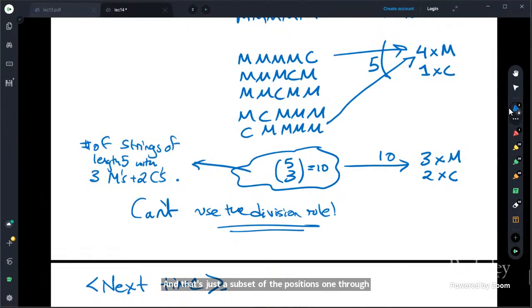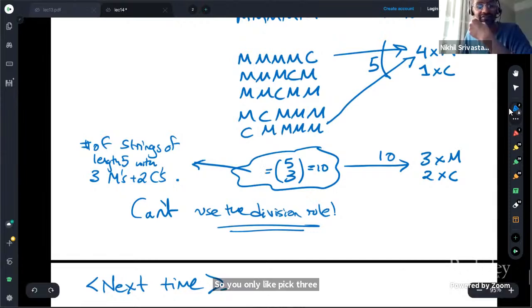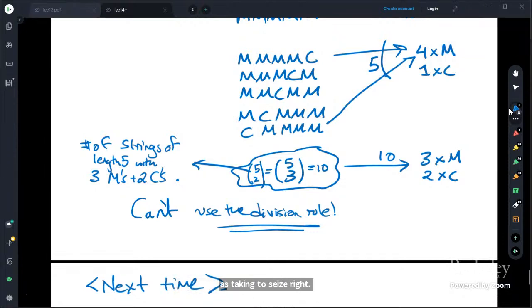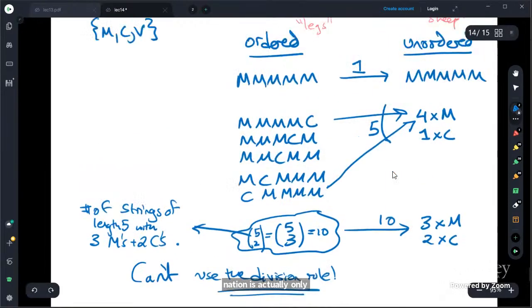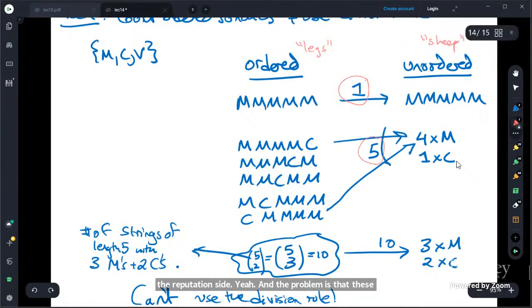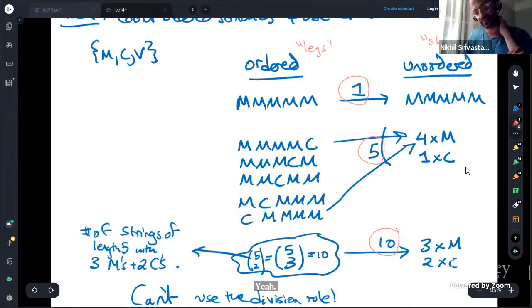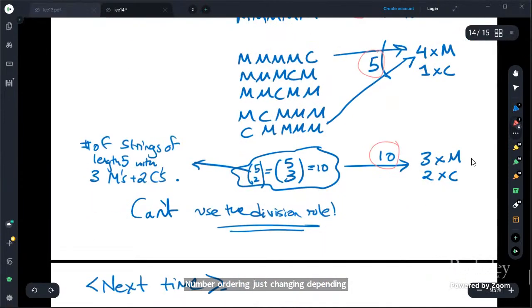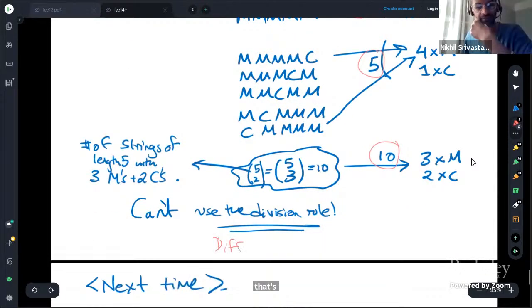Oh, so you only pick 3 M's. Yeah, maybe you're thinking that this is the same as picking 2 C's, right? It is. So it's 10 for this combination. It's actually only 1 for the other. That's right. And the problem is that these 3 numbers are not the same, right? The number of orderings is changing. Yeah. So that's why we can't use the division rule. It doesn't work. Different sheep have different number of legs.